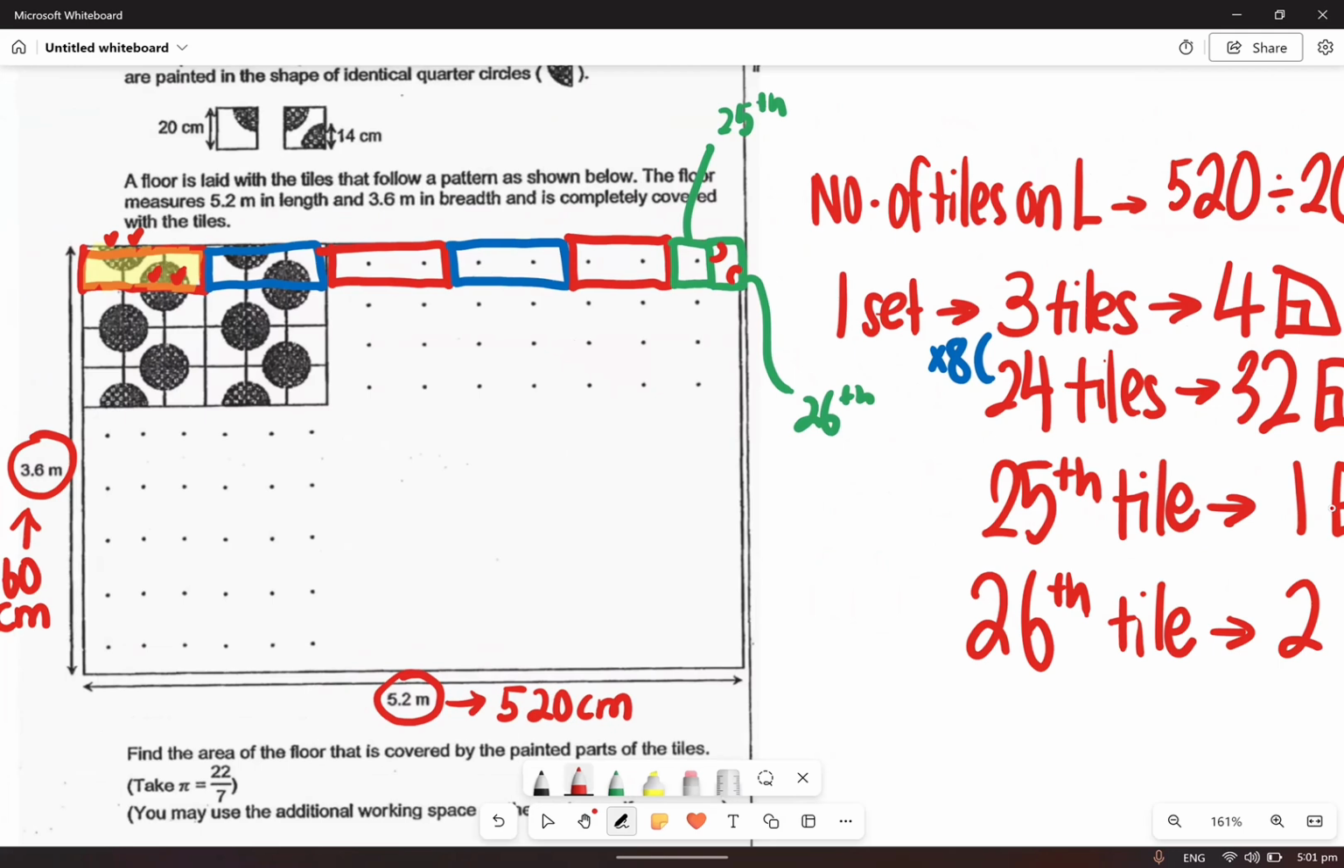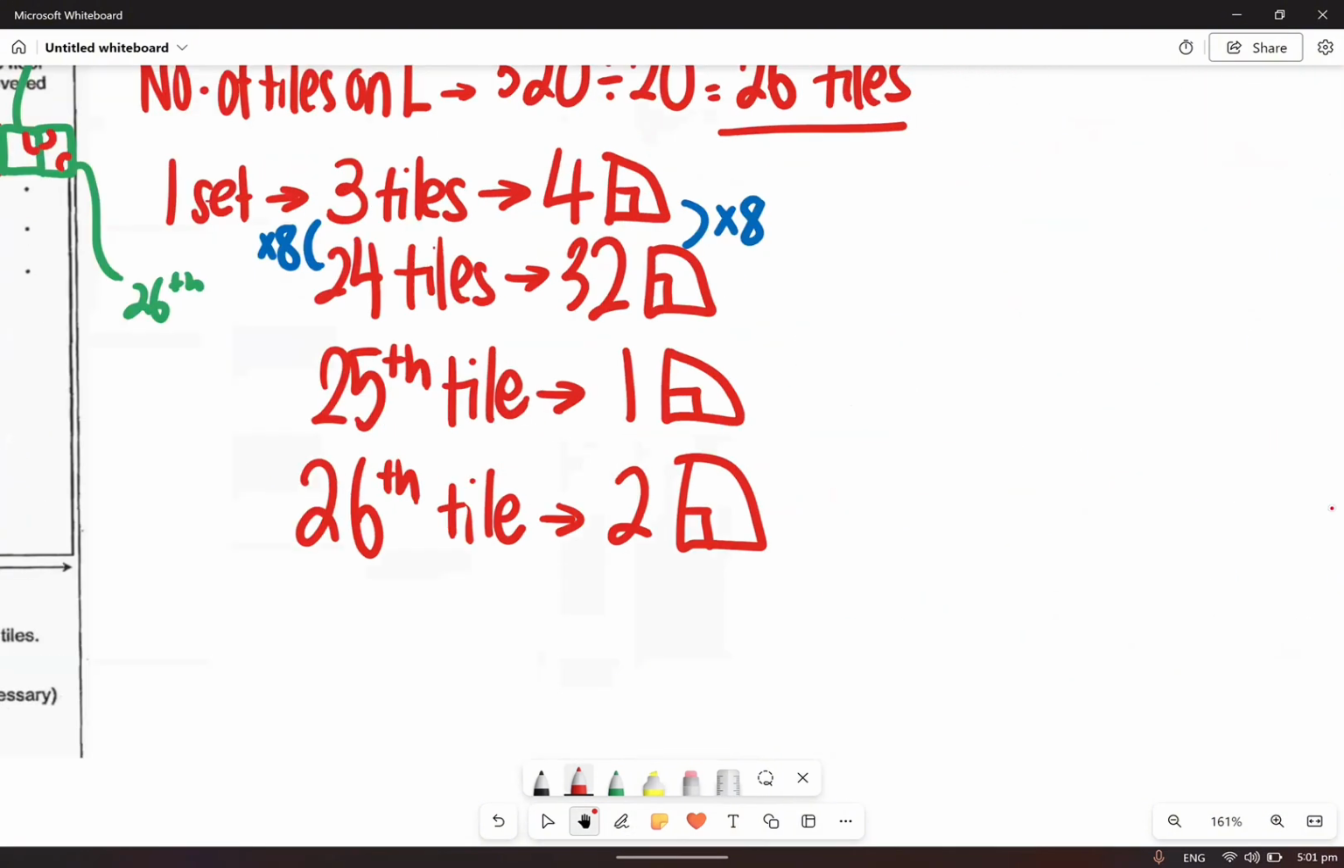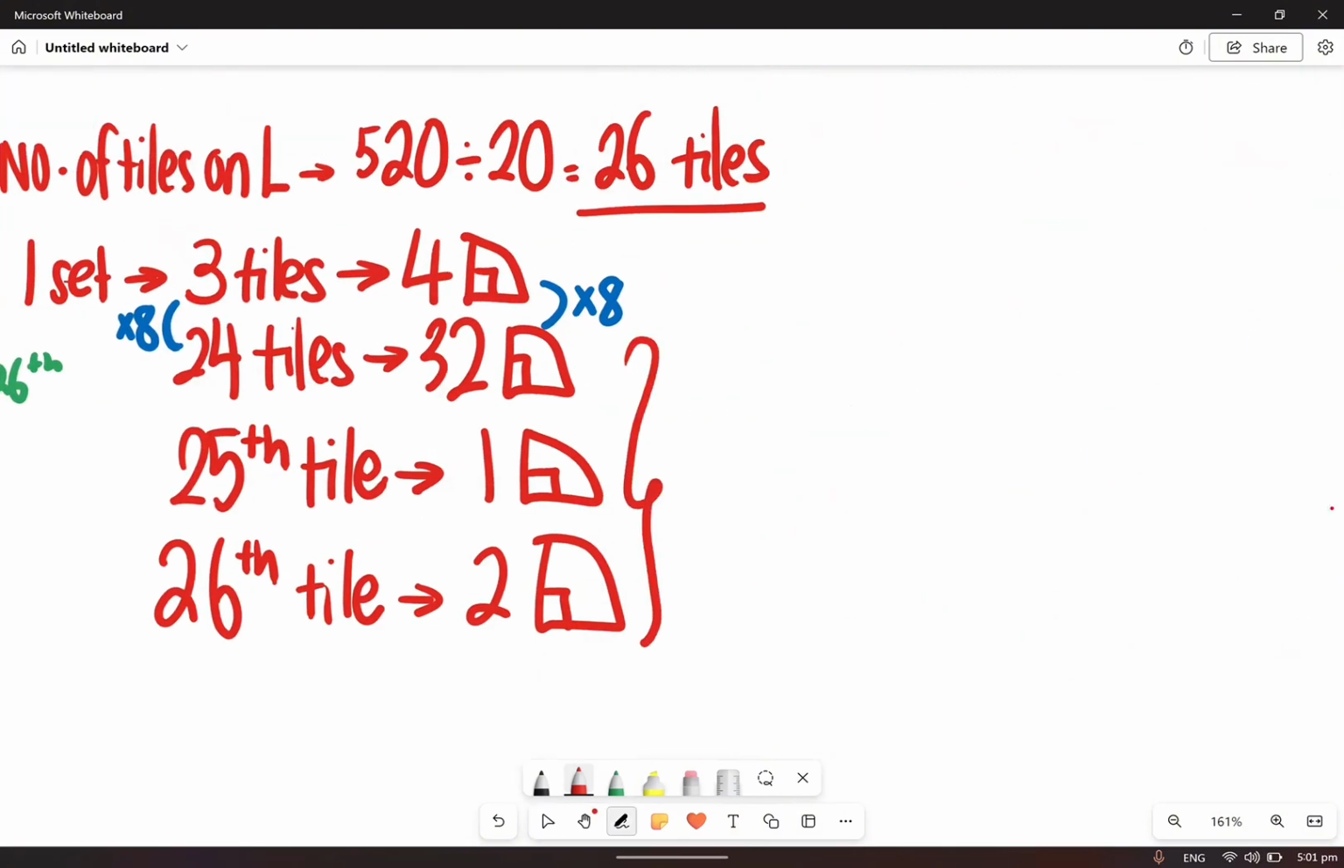All right, then this one is simply just like that. Can you see it? So that's the 25th and the 26th one. Understand or don't understand? Now, of course, once I'm done with this, I can see from here, how many quadrants do I have in total for just the length? Just the length alone, I will have a total of 35 quadrants.